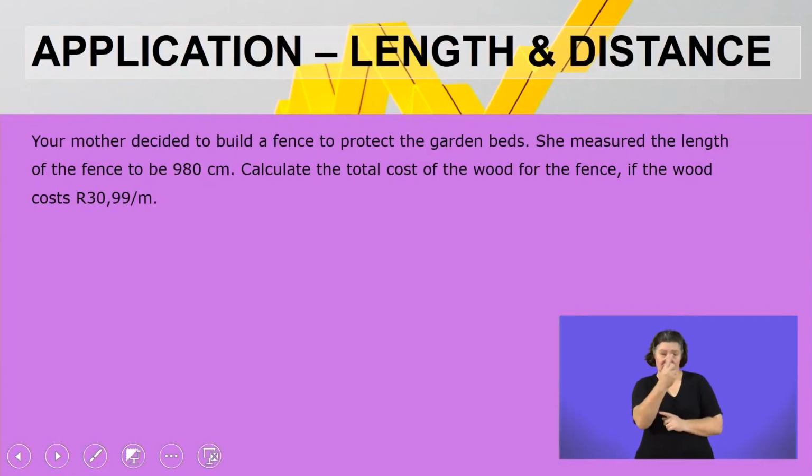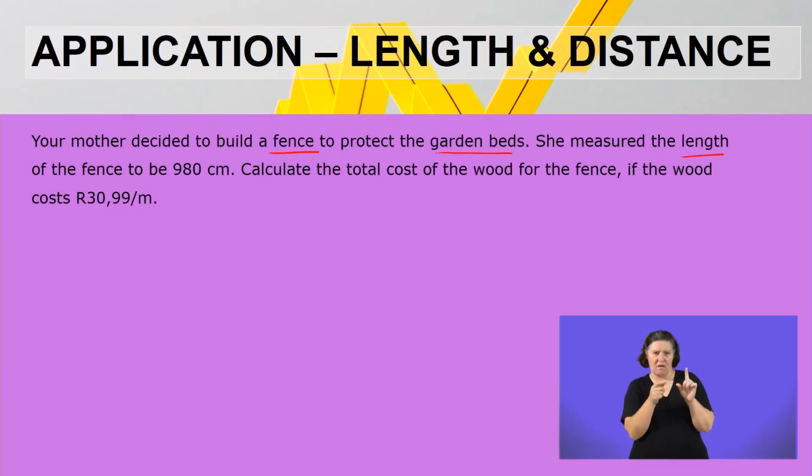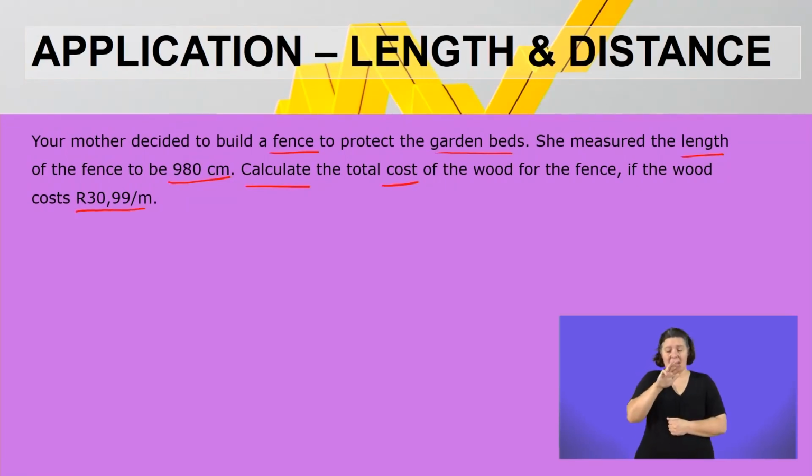So looking at the first question here, I'm saying your mother decided to build a fence to protect the garden bed, right? So we want to build a fence to protect the garden beds. She measured the length of the fence to be 980 centimeters. Calculate the total cost of the hood of the fence if the hood cost 30.99 Rand per meter. So here, a bit more, so that's why we're going to apply our minds now. So what we've learned so far, we'll have to apply.